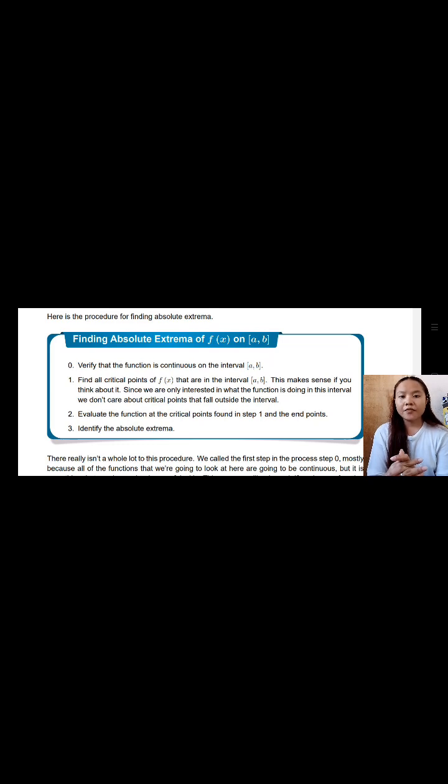Step 1. Find all critical points of f of x that are in the interval [a, b]. This makes sense if you think about it. Since we are only interested in what the function is doing in this interval, we don't care about critical points that fall outside the interval. Step 2. Evaluate the function at the critical points found in step 1 and the endpoints. Step 3. Identify the absolute extrema.